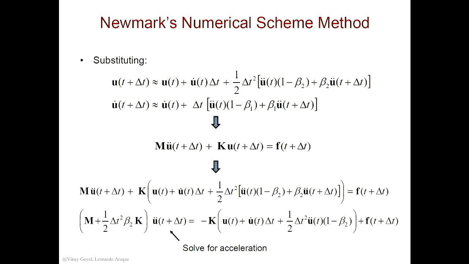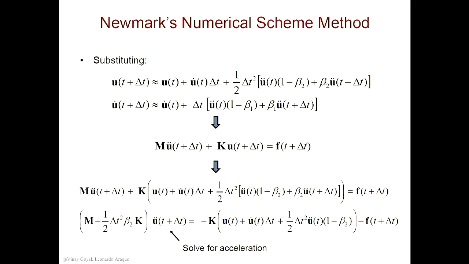I got m u double dot at t plus delta t plus k times u at t plus delta t, which is all this, all that. Okay, so that's plugged in there, and then I have that equal to f at t plus delta t. Now, I understand that when somebody shows you an equation this long, it's very normal, not having seen it before, to be a little in shock. But there's no reason to be in shock. I'm just showing you the steps to get to this equation.